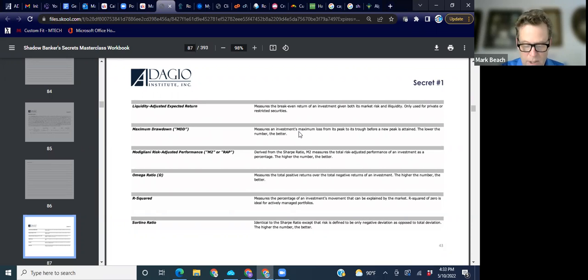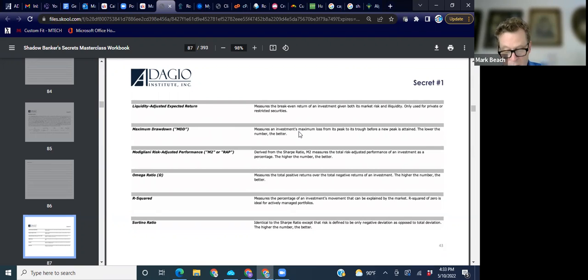The Modigliani risk-adjusted performance, that's the M2 or the RAP, is derived from the Sharpe ratio. M2 measures the total risk-adjusted performance of an investment as a percentage. The higher the number, the better. Then we've got the omega ratio, and that measures the total positive returns over the total negative returns of an investment. The higher the number, the better. R squared measures the percentage of an investment's movement that can be explained by the market.